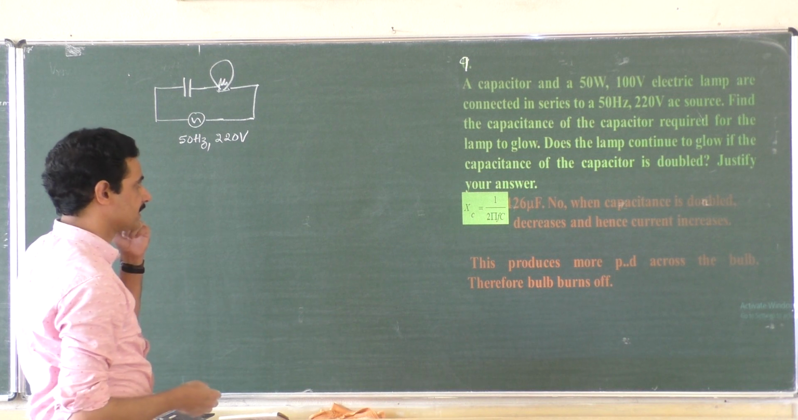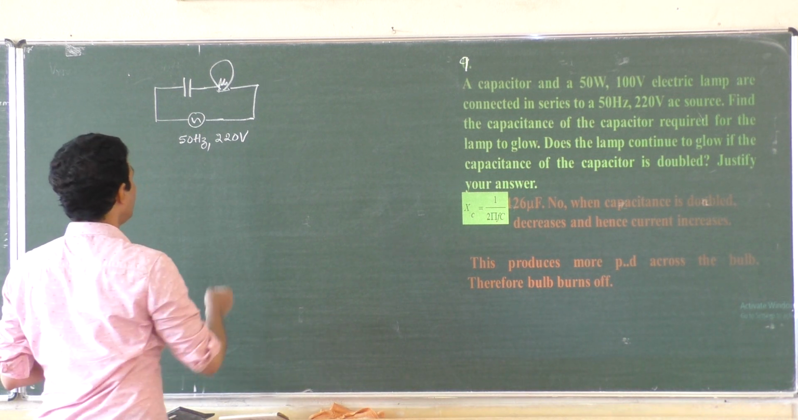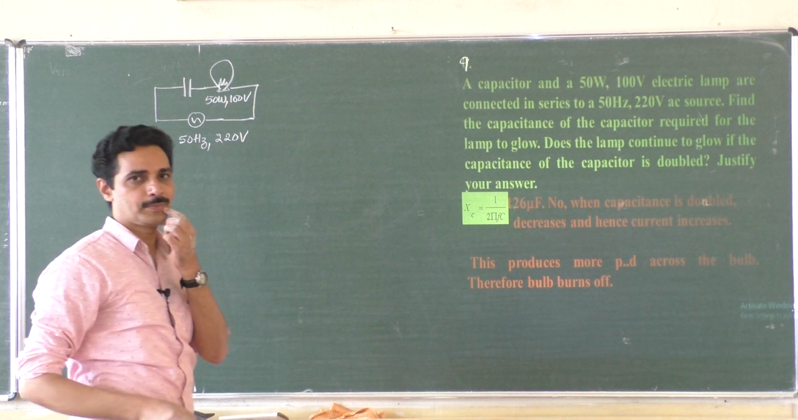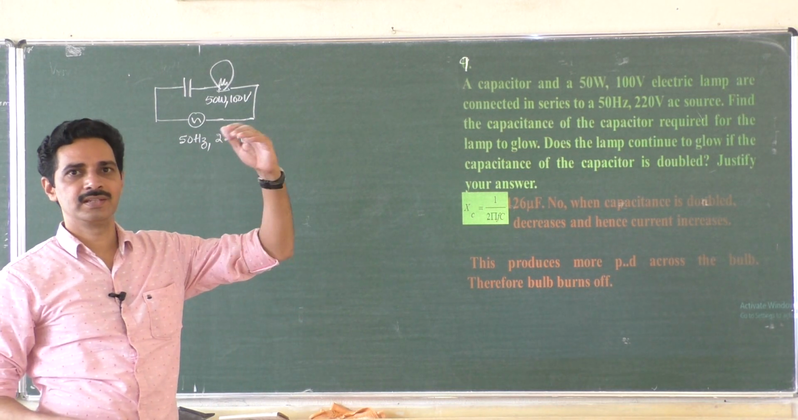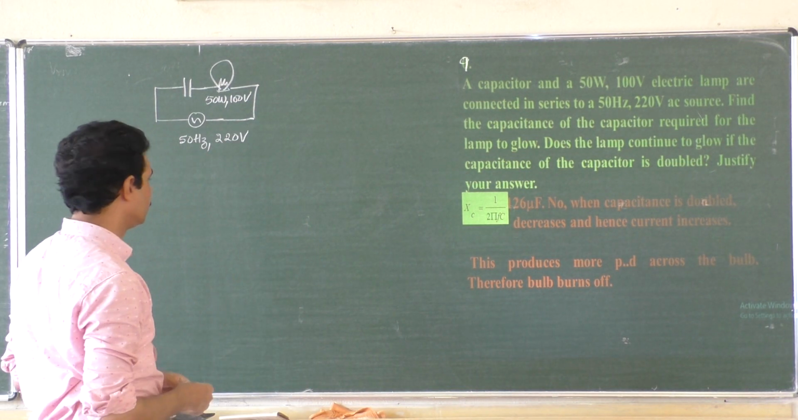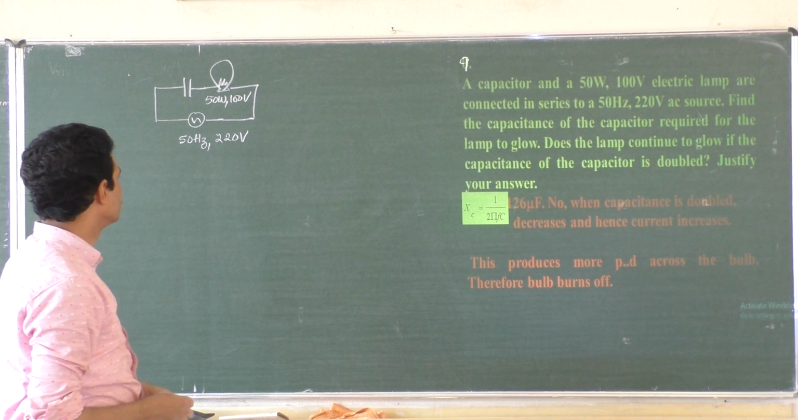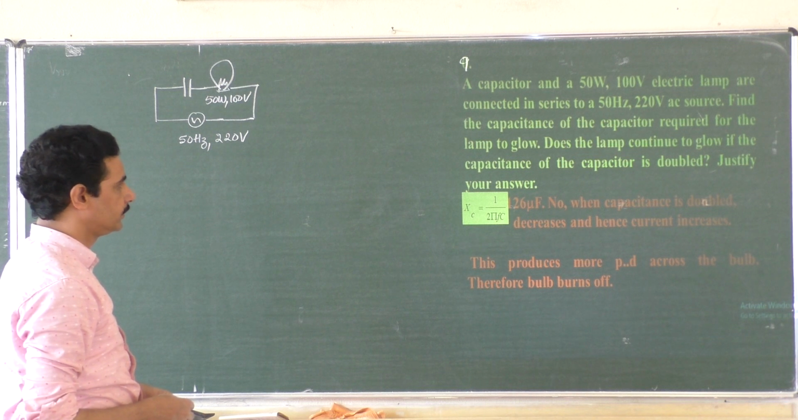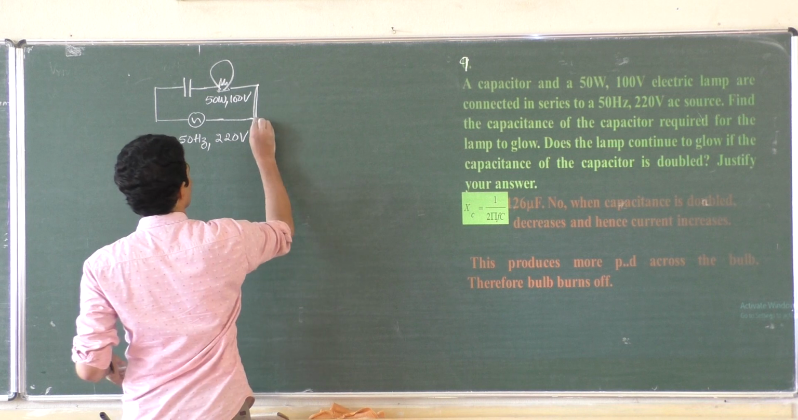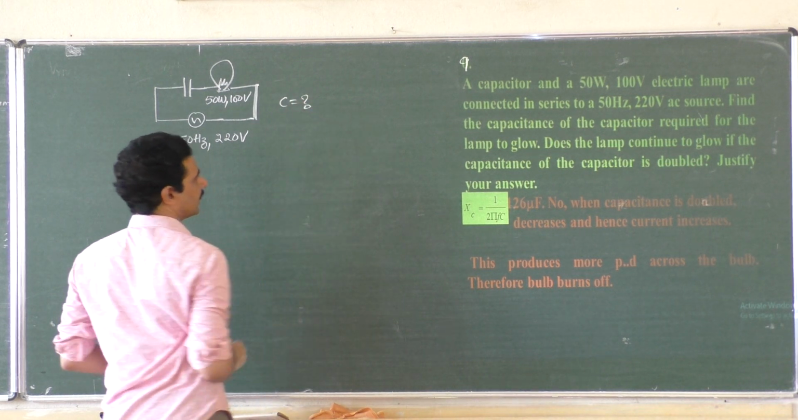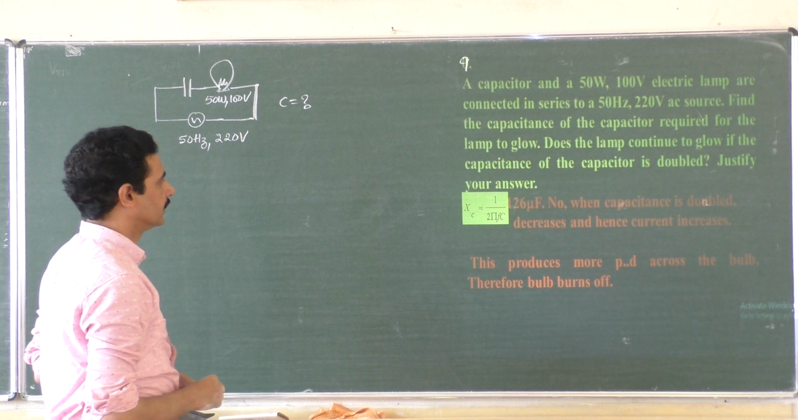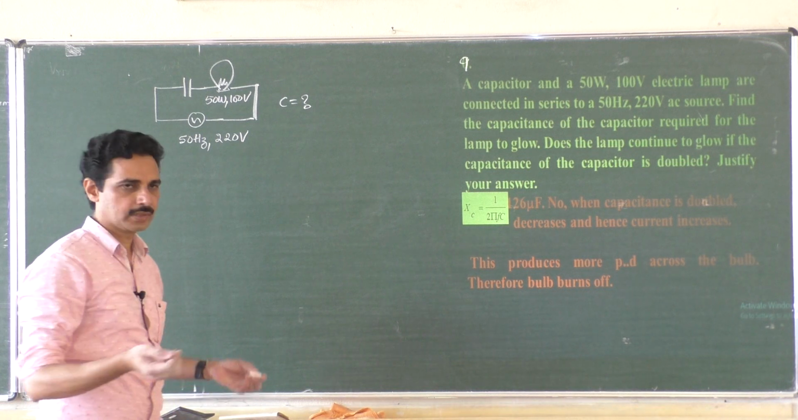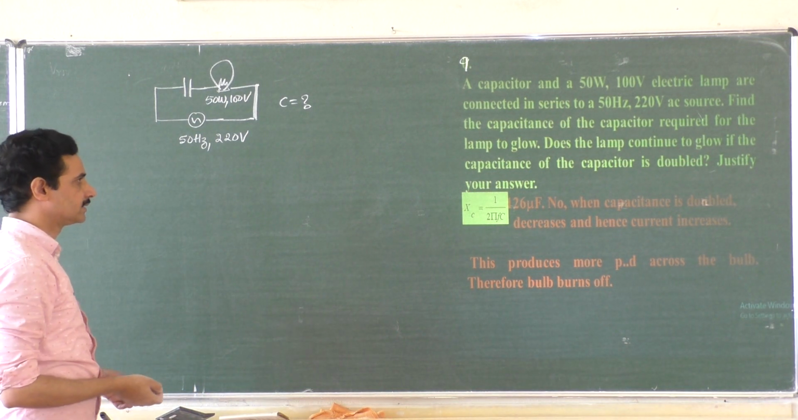A capacitor and a 50 watt 100 volt bulb. It is a specification of the bulb. Try to remember what we have studied in current electricity. So it holds good. A 50 watt 100 volt bulb is connected to a 50 hertz 220 volt source along with the capacitor. Find the capacitance of the capacitor required for the lamp to glow. Does the lamp continue to glow if the capacitance of the capacitor is doubled? Justify your answer.